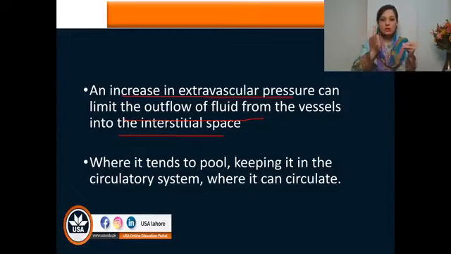So what happens if I am going to increase the hydrostatic pressure of the external spaces? This fluid will not come out of the vessel, so it stays in the vessel. Further, as the outside has a higher hydrostatic pressure, the fluid tends to move from there into the vessel. So in this way you are going to prevent further edema and you are going to resolve the edema by moving this fluid either towards the veins or towards the lymphatics.